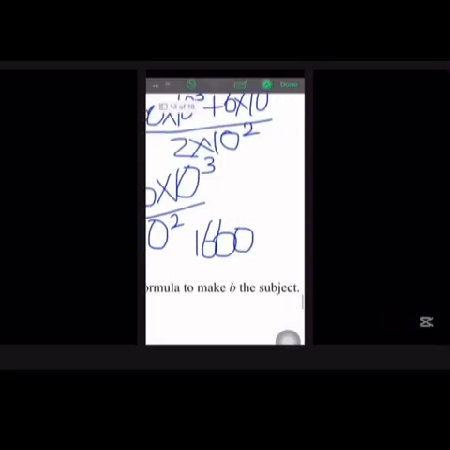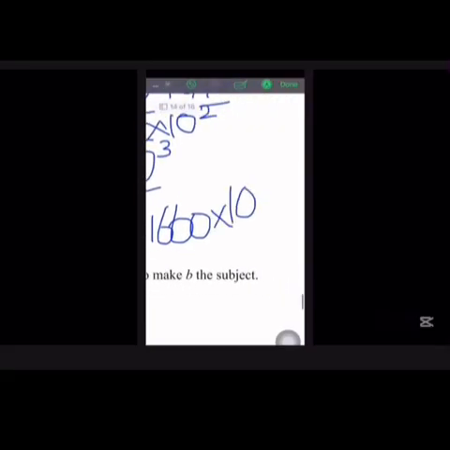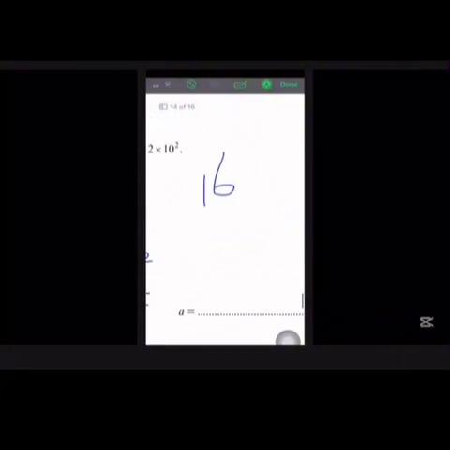160 multiplied by 10 raised to the power 2. Then we have 2 multiplied by 10 raised to the power 2. These will be cancelled, and the answer will be 1660 divided by 2. So the answer will be 830.